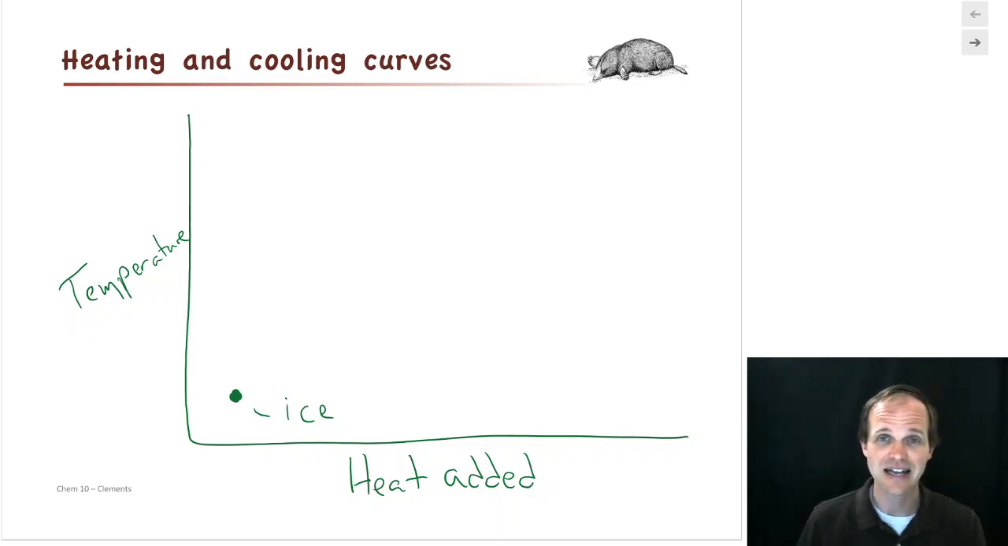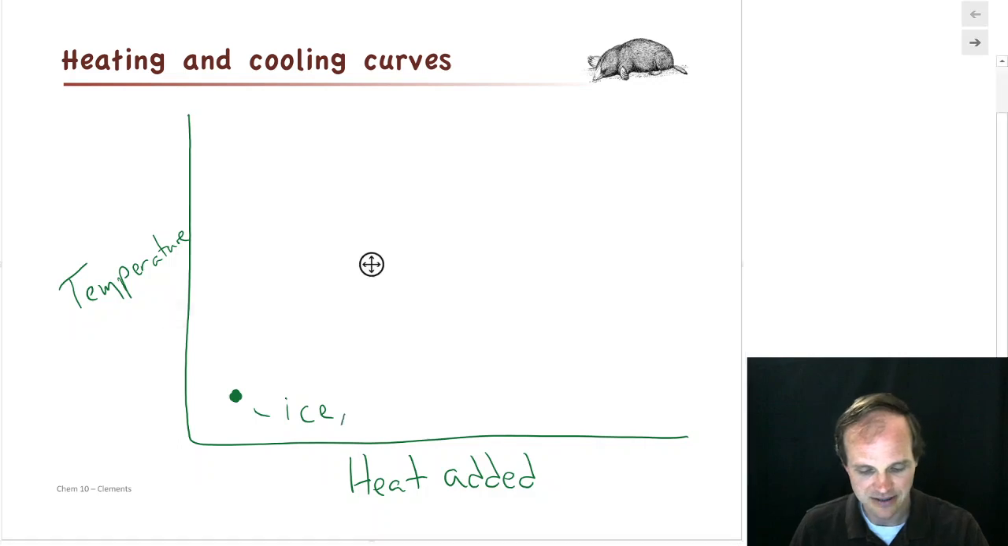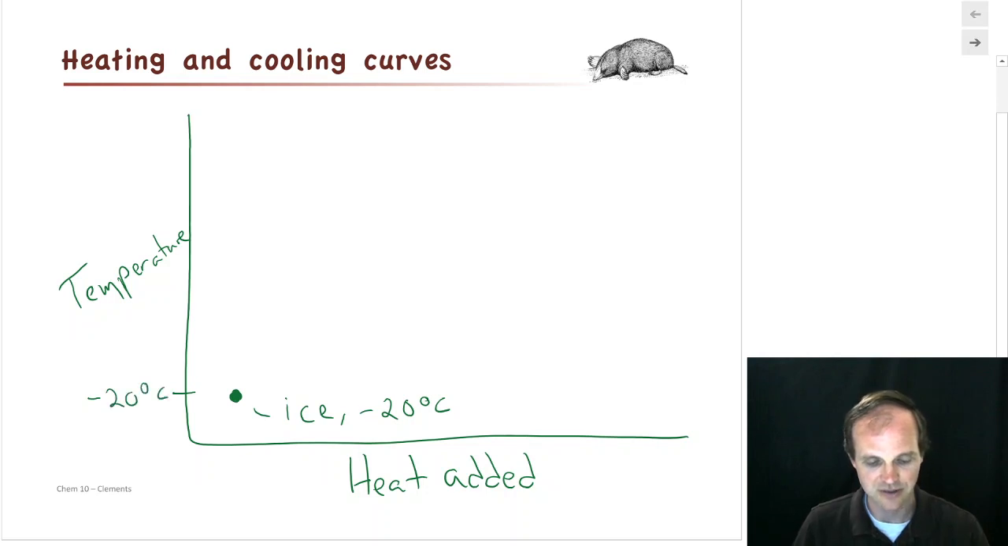So can I get ice well below the temperature at which it melts? Absolutely. In fact, most freezers, just the freezer in your kitchen, have a temperature of about 0 degrees Fahrenheit, so certainly well below the freezing point of water, which is 32 degrees Fahrenheit. So I'm going to start with ice, and I'm just going to make up a number here, minus 20 degrees Celsius.